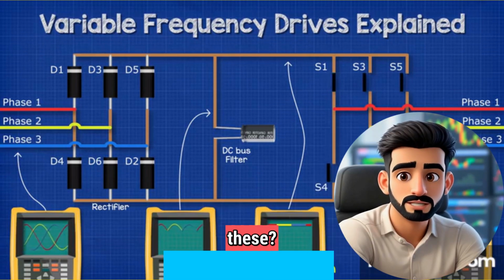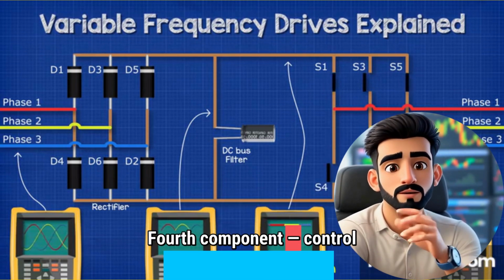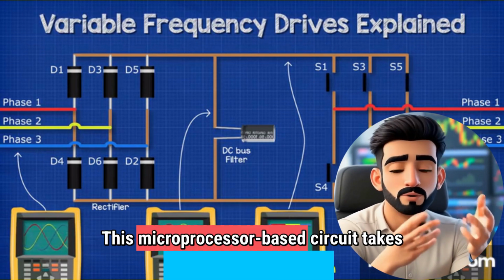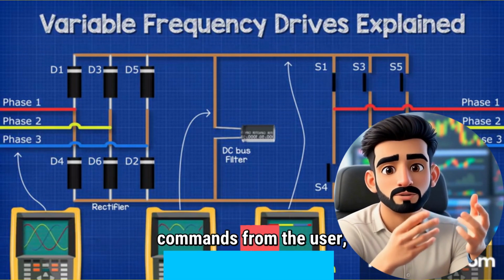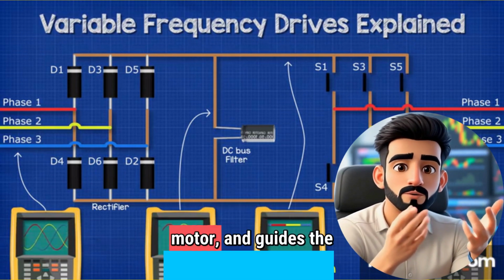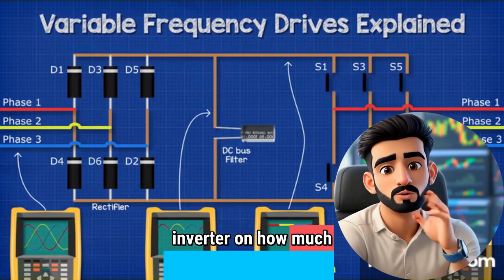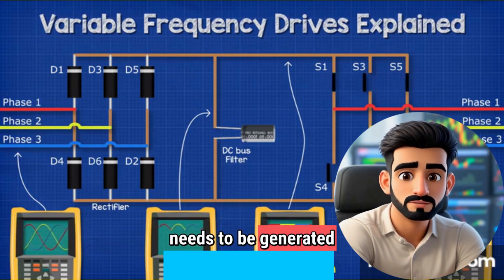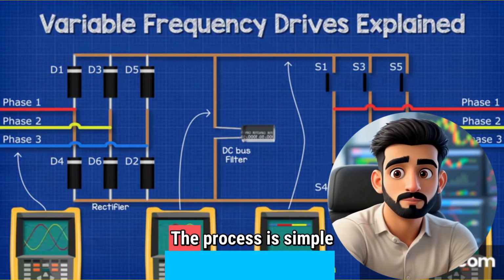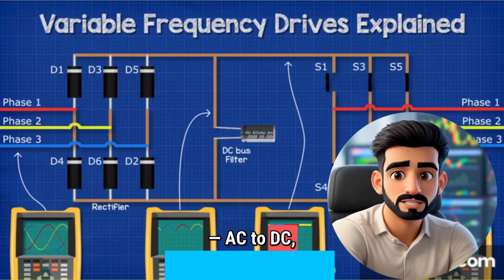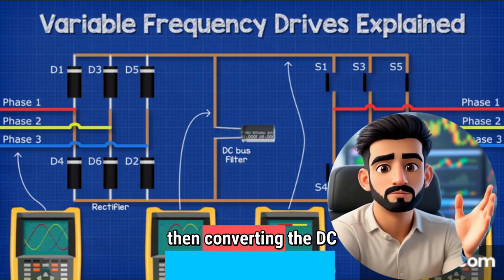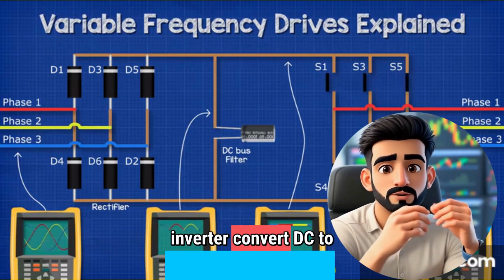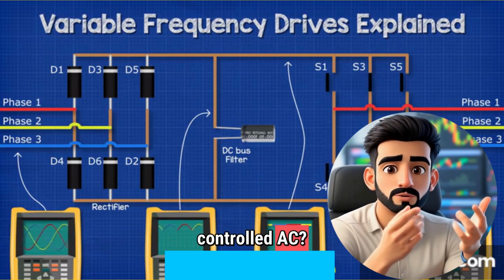And who controls all these? Fourth component, control circuit. This is the brain of the VSD. This microprocessor-based circuit takes commands from the user, receives feedback from the motor, and guides the inverter on how much alternating current power in terms of frequency and voltage needs to be generated for the required speed of the motor. The process is simple: AC to DC, smoothing the DC, and then converting the DC to controlled AC to power the motor.